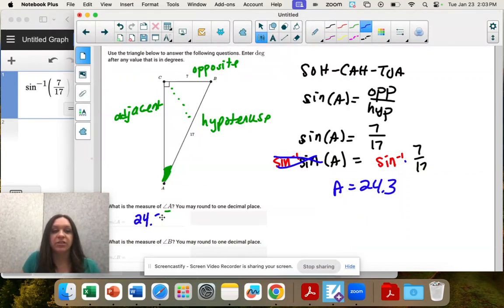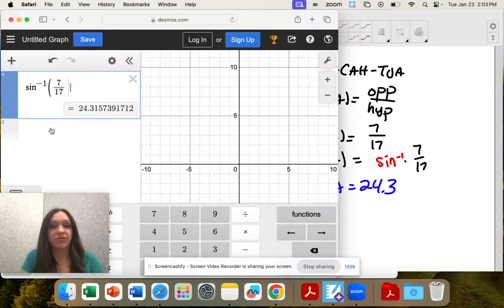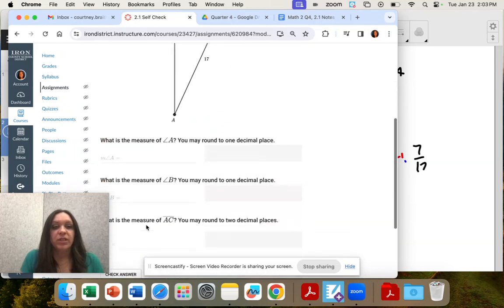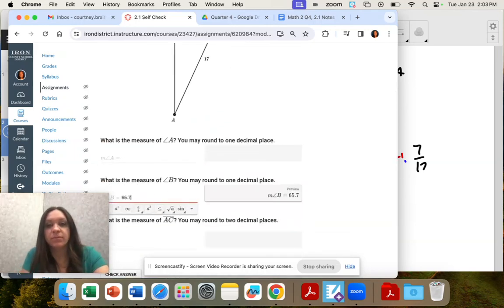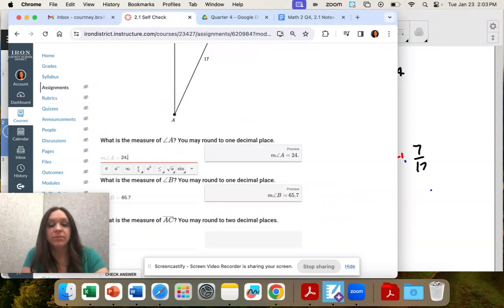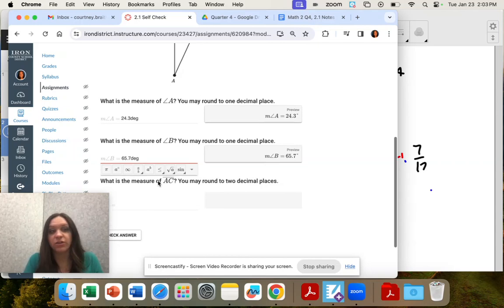And that's degrees. So remember, the two opposite angles in a right triangle add to 90, because that would be 90 as well, right? You could subtract from 180 if you can't remember that. So angle B is 65.7. And this was 24.3. And these are angles, so you have to add degrees. You don't add degrees on a side length.